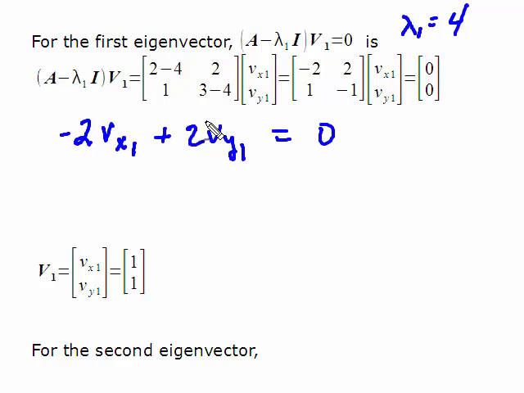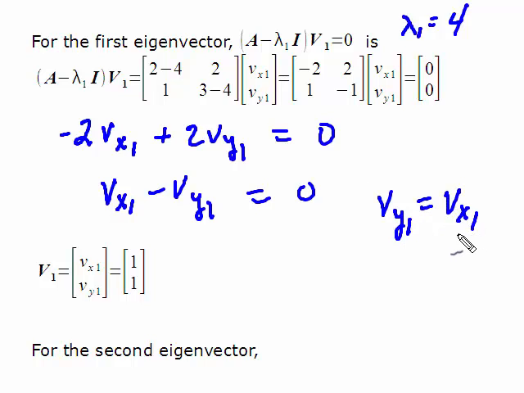Basically it's the same thing. You would factor out a negative 2 and get Vx1 minus Vy1 equals 0. The only way for this to hold is if they're equal, right? So you need Vy1 to be the same as Vx1 for this to be equal to 0. So you always pick the simplest thing. I'll pick 1, 1. Let Vx1 be 1, then Vy1 is also 1. And that's my first eigenvector.